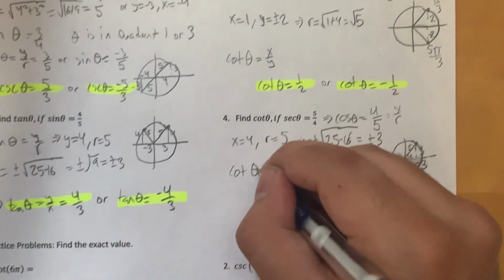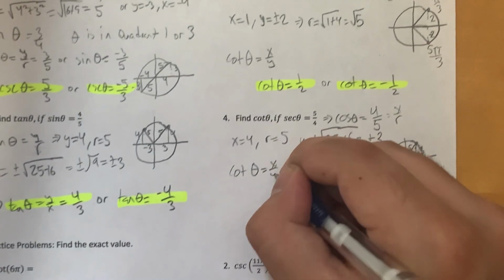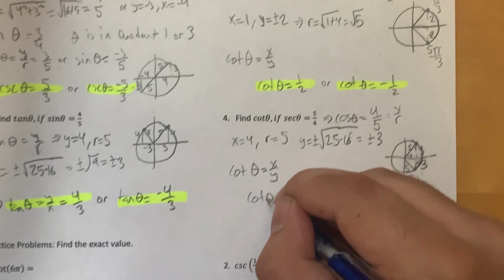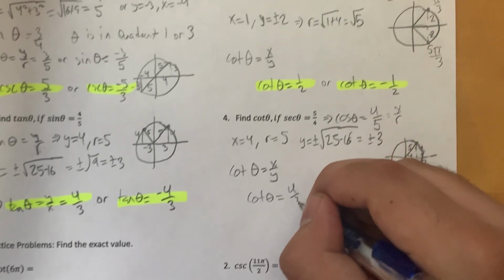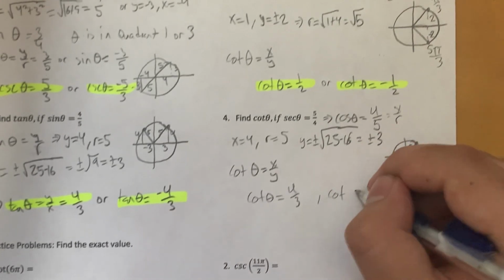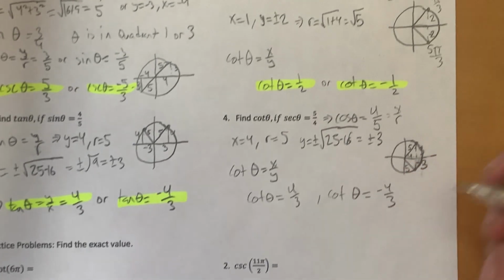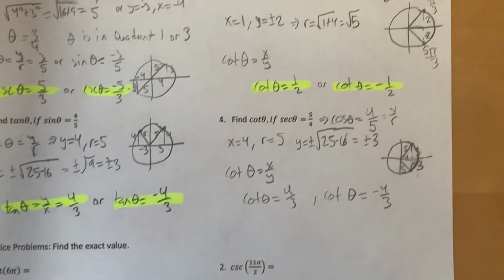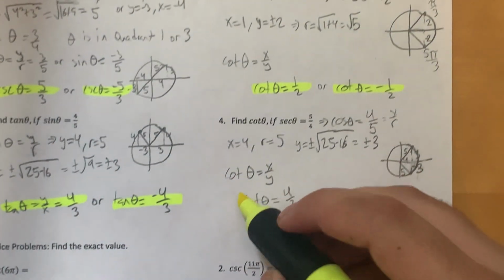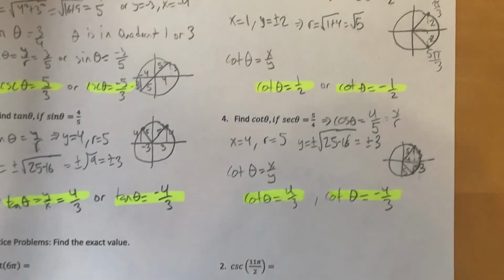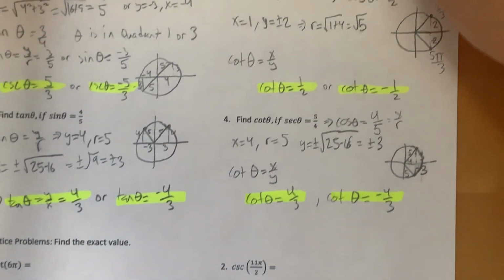Now I can find cotangent theta, which equals x over y. So cotangent of theta equals 4/3 for the first quadrant, and cotangent of theta equals negative 4/3 for the fourth quadrant. Those are my answers. There we go. Good to go.